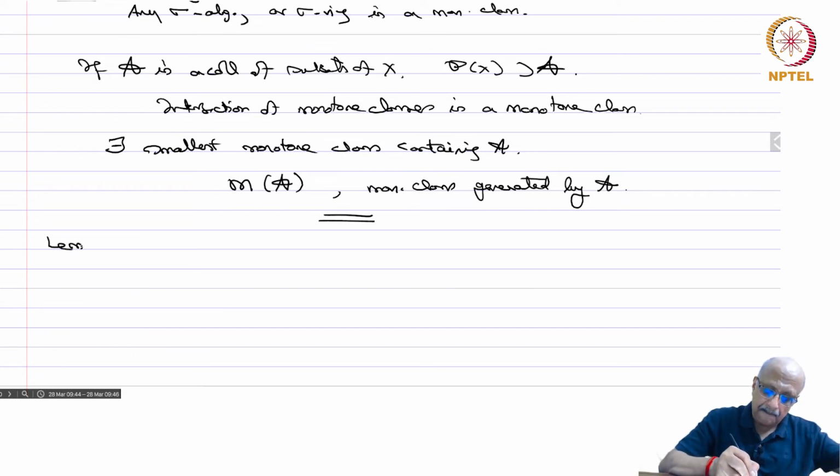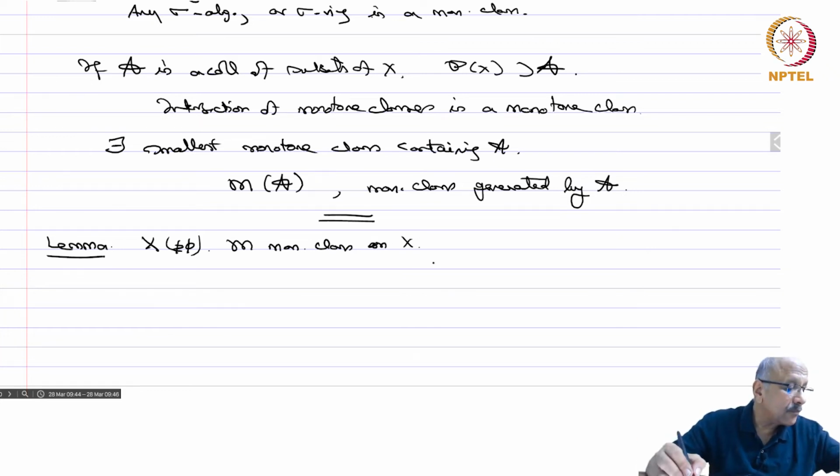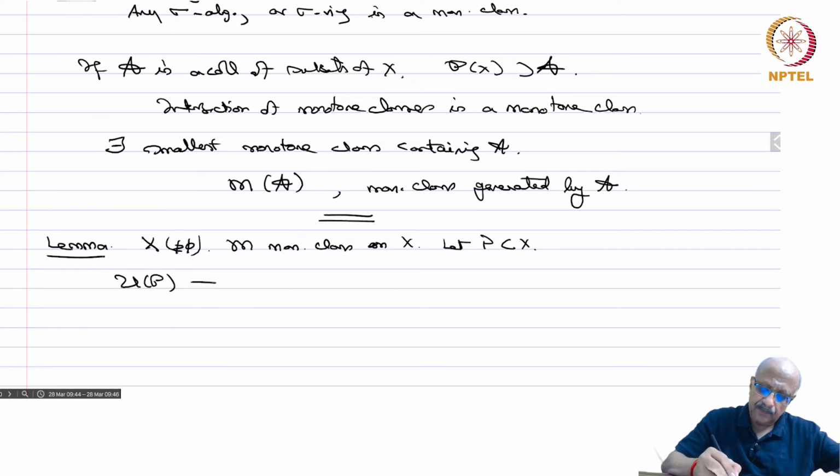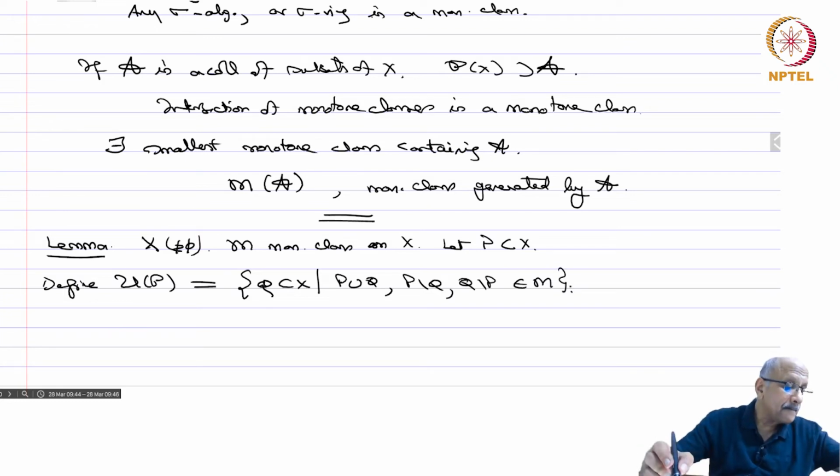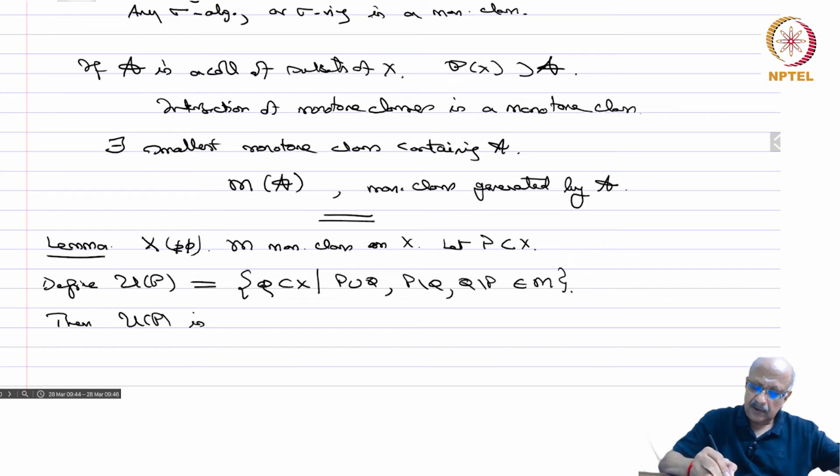So now lemma. X non-empty set and M a monotone class on X. Let P be contained in X. Define U of P equals the set of all Q contained in X such that P union Q, P minus Q, Q minus P belong to M. Then U of P is a monotone class.